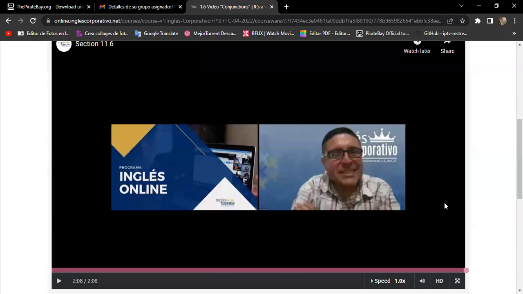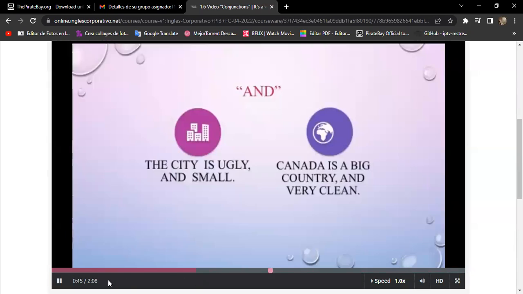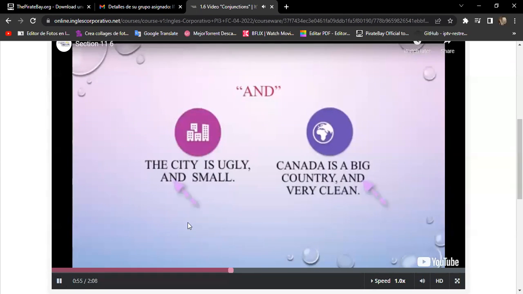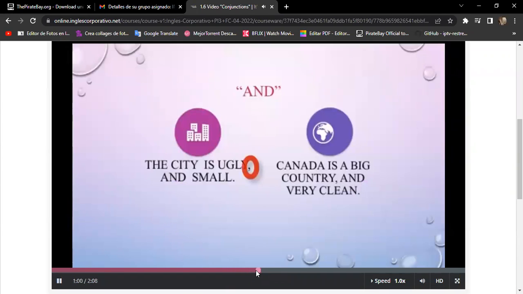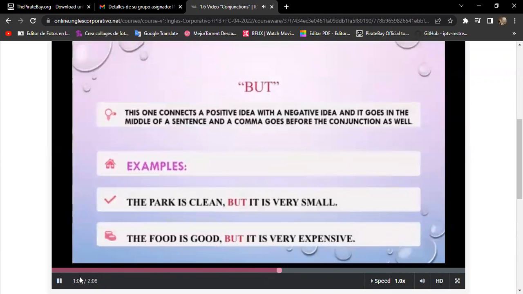Yes, teacher. And small. Canada is a big country and very clean. Notice there are two ideas in each sentence which are joined by the conjunction and. Therefore, we can give more or extra information. That's right, a comma. Let's talk about the conjunction but.